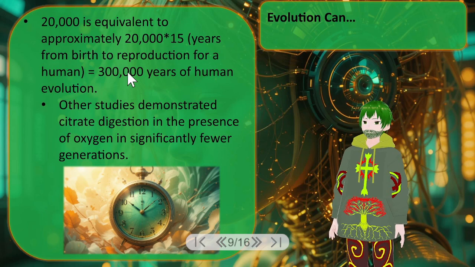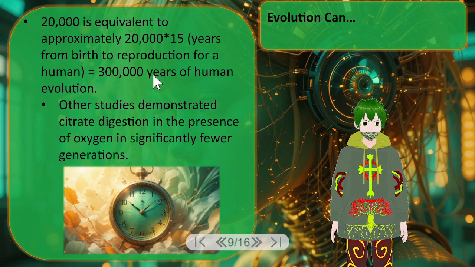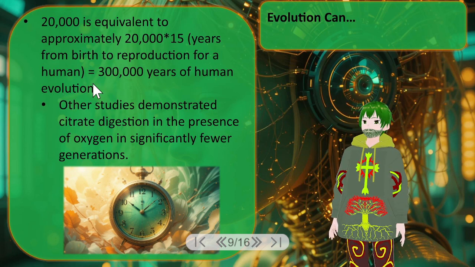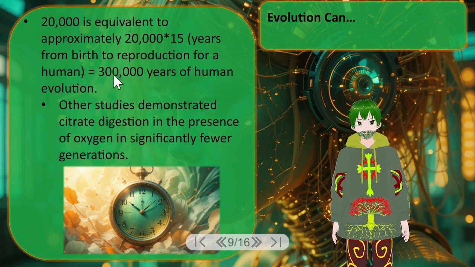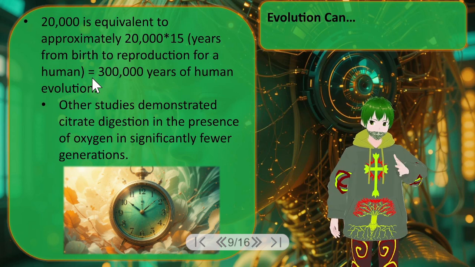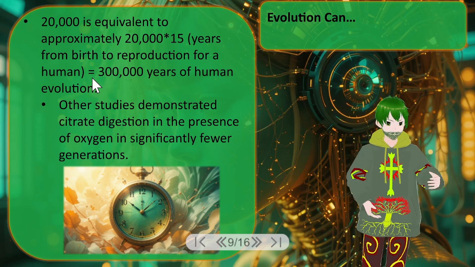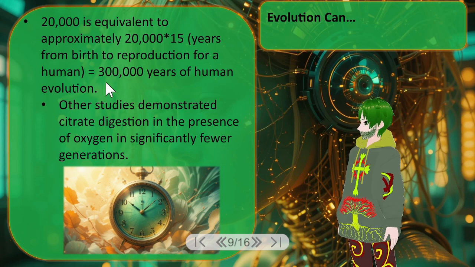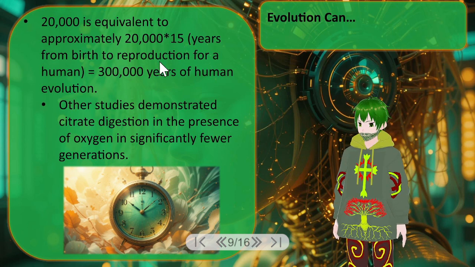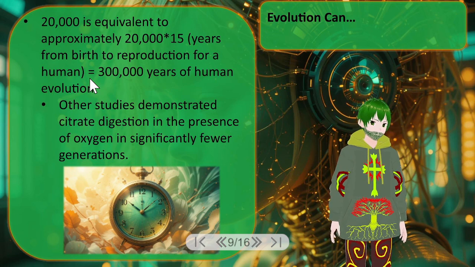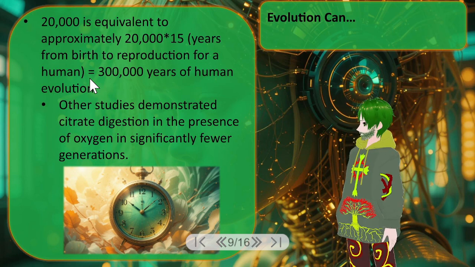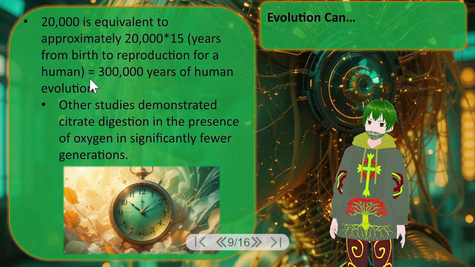But that notwithstanding, you can estimate around 300,000 years of human evolution, and what you get is the ability to digest citrate in the presence of oxygen. Really, you need more. If evolution is going to be considered capable of doing all of the things that science says it can do, you want more change in a shorter period of time than 20,000 generations, especially when you're looking at higher organisms like us, like mammals, amphibians, reptiles, birds, fish.